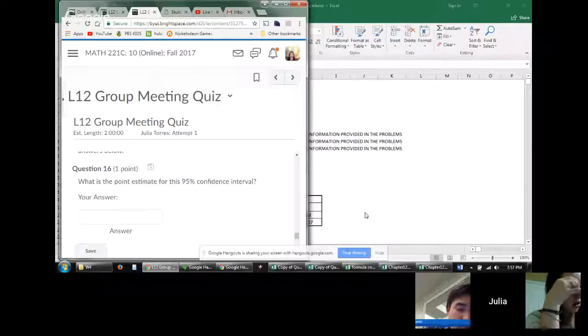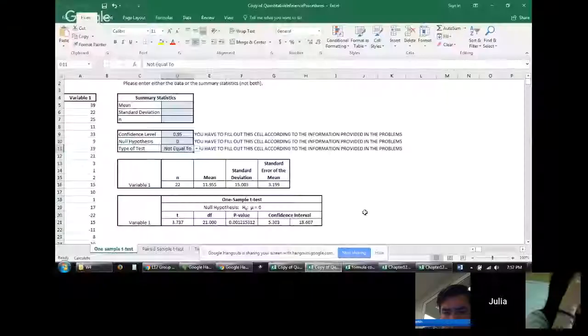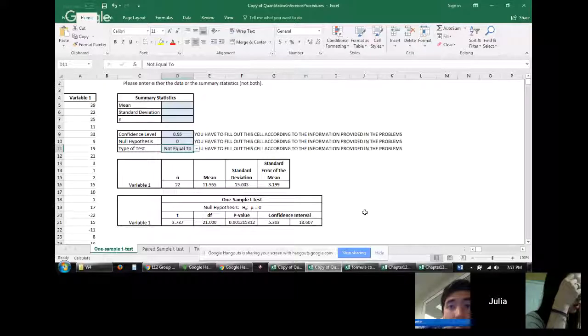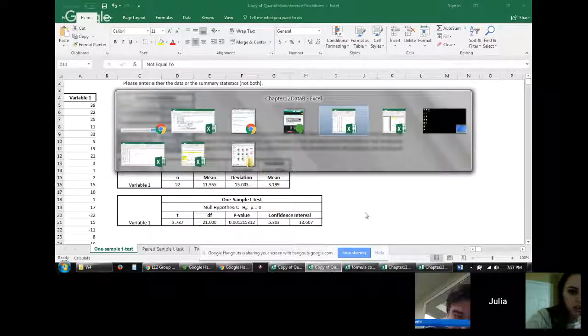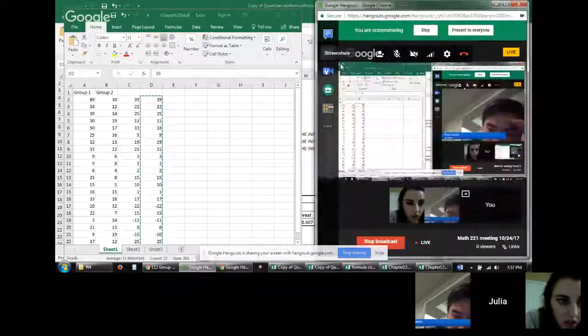Wait, the point estimate isn't just the mean? No, the point estimator, I think. No, it's 11.95. I think it's 11.95. I remember that one, the point estimator, it was just the same number of the mean. I think so. I think the point estimator is the mean. I have 11.955. 955, yeah, that sounds about right to me.